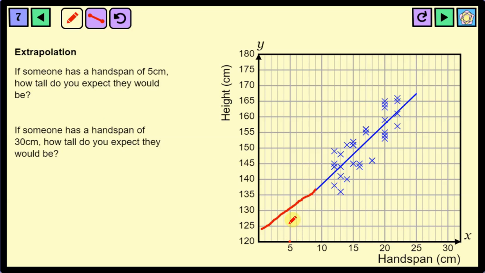So in this case, what we would guess is that they would be about 131. So somewhere here. And then if someone has a handspan of 30 centimeters, we'd have to extend this again. So 30 centimeters would say about 176 centimeters. But again, we can't trust this. This is just a very, very bad estimate.